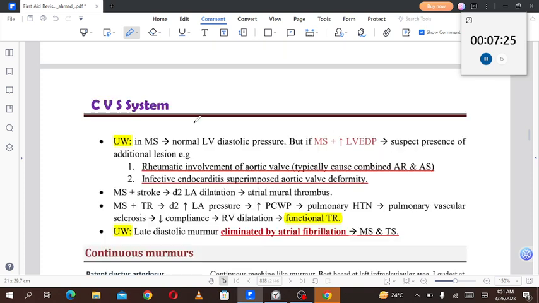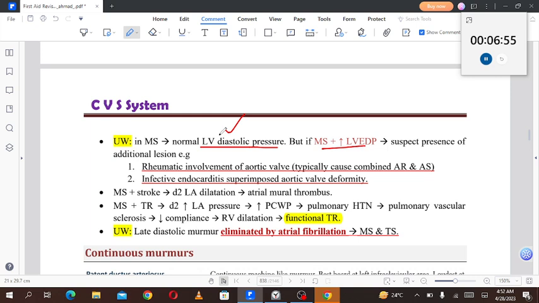Moving forward to the UWorld point, that is, in mitral stenosis, the left ventricular diastolic pressure is normal. But in mitral stenosis plus increased left ventricular diastolic pressure, suspect the presence of an additional lesion. Why? In mitral stenosis, the left ventricular diastolic pressure is normal, because the mitral valve ultimately gives way to the blood to come into the left ventricle.